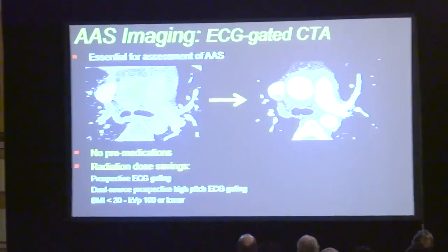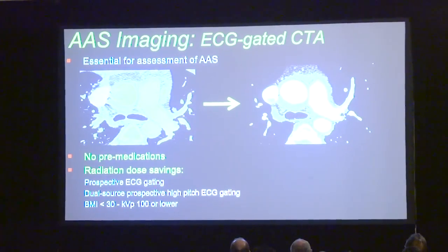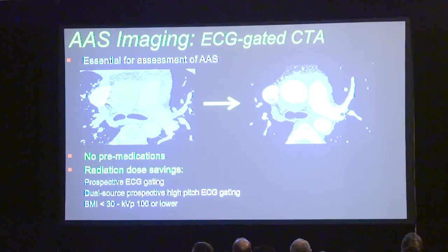MIP reconstructions, MPRs, and 3D VRs are done routinely, which helps in the interpretation of the images. So this is just an example of how important ECG gating is. In the first example on your left, you can see that there's soft tissue density anterior and posterior to the ascending aorta. It is impossible to know whether this is pulsation artifact, which is often referred to as pseudodissection.